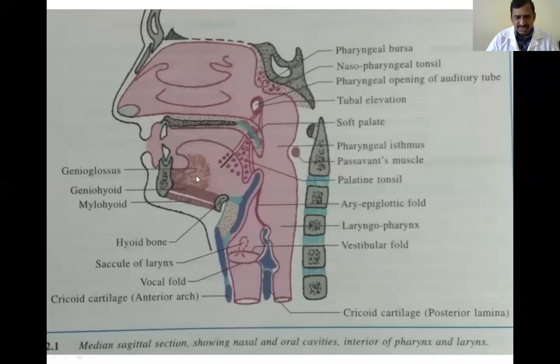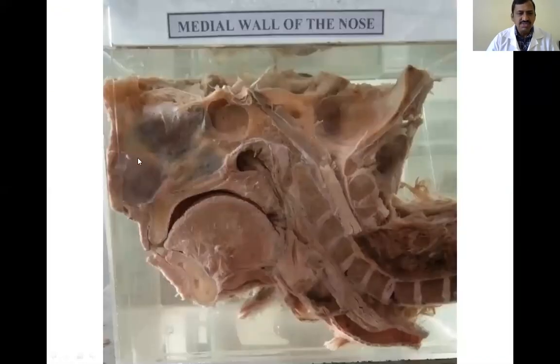Okay, you see the specimen. Here this is the nasal septum. If you take a section exactly in the sagittal plane, exactly in the midline, this is the nasal septum. Already you know the nasal septum is formed by bones and cartilage, that is, osteocartilaginous. The posterior part is formed by bones, and the anterior part is formed by cartilages.